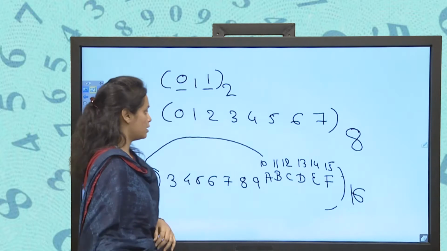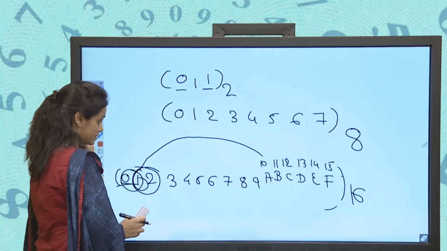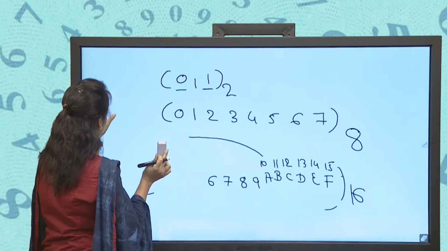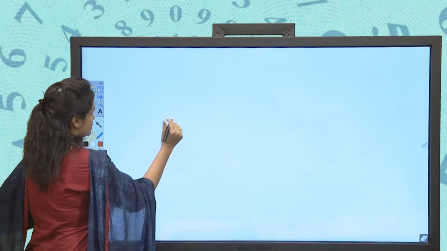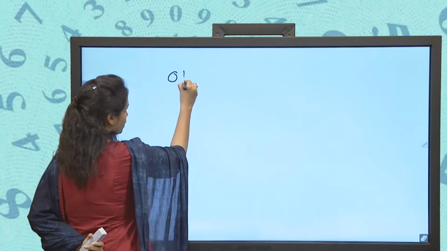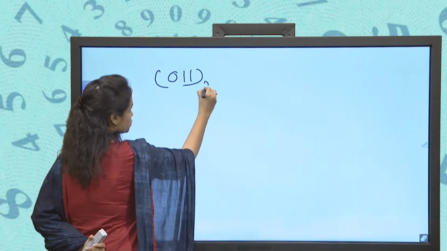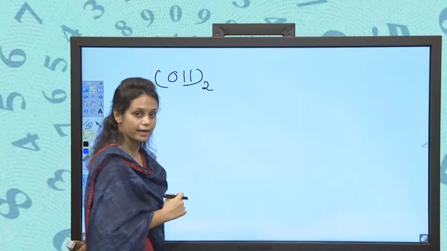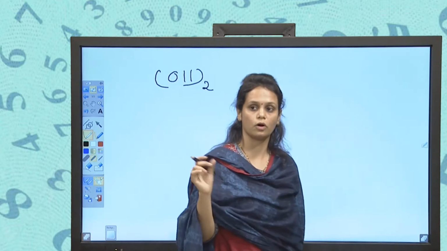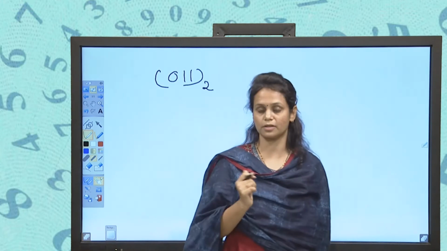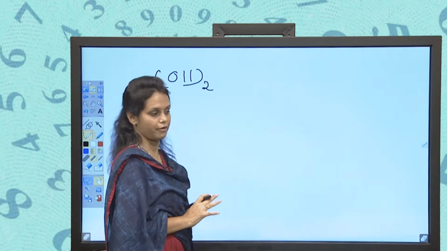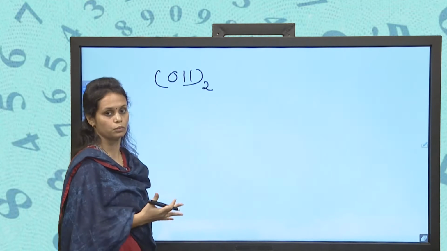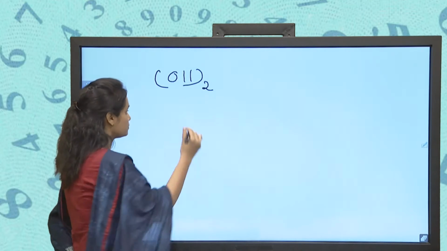Fine. Now let me give one example. We will check which numbers are correct or incorrect. Suppose I am writing 011 base 2. Is this a correct binary number? Yes, this is correct. Why is this binary number correct? Because all the digits or symbols are combinations of 0 and 1. No digit or symbol exceeds its limit.